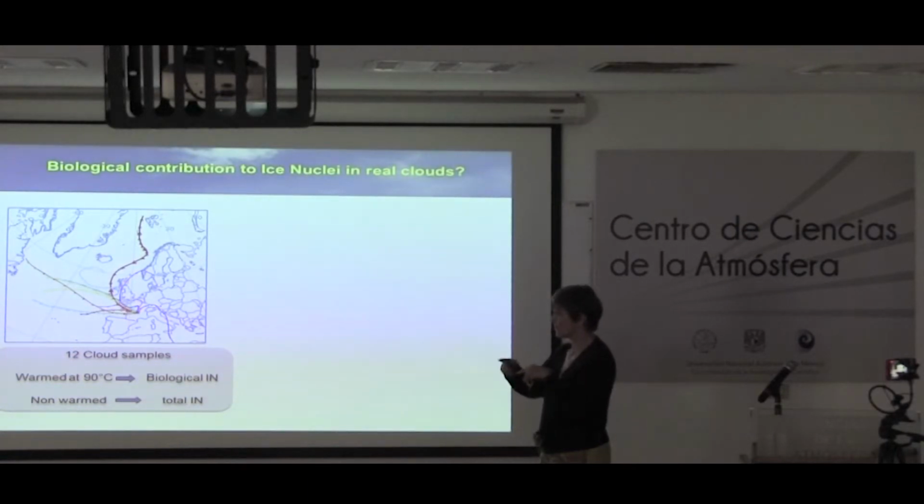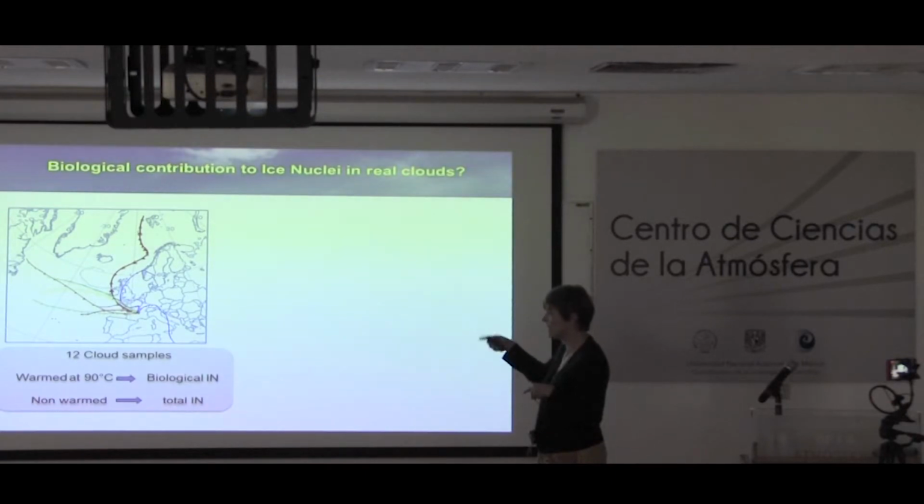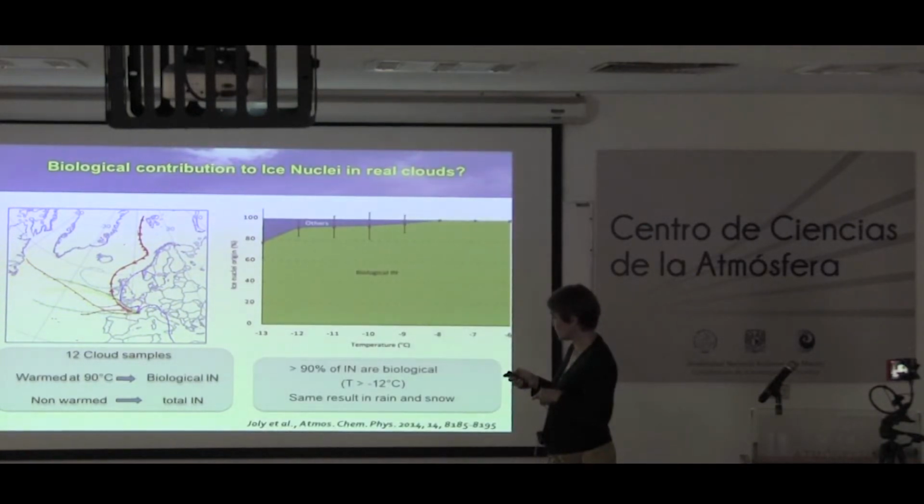So what you do, you take your sample, you divide it in two parts. One is warmed at 90 degrees, and the other one is not heated. The one which is not heated will give you the total number of ice nuclei. It can be particles, it can be anything which is in the cloud, but it is the total number. The other one, by making the difference, you will have the biological number in clouds. So we don't know if it is bacteria, but we know it is biological and due to the protein which has been destroyed. And then we have measured that, and the conclusion is that 90% of these biological compounds are ice nuclei in the cloud.